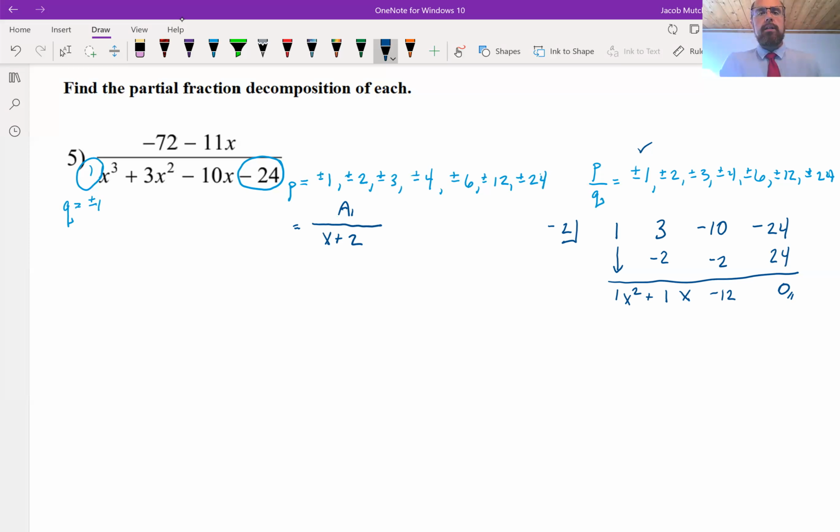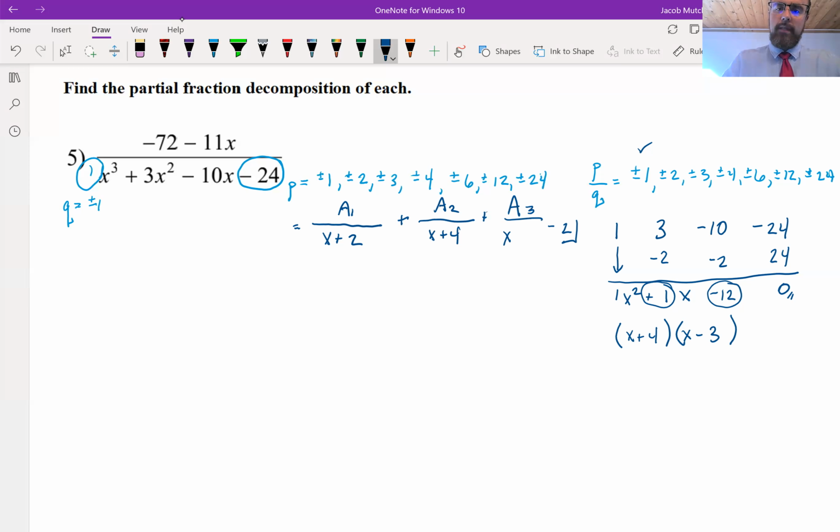So once you've found one of these factors with synthetic division, I can factor directly once I've reached the quadratic. So I'm trying to multiply to negative 12 and add up to positive 1. So that's going to be x plus 4 times x minus 3. And that gives me the rest of my fractions here for the partial sum. So it's A sub 1 over x plus 2 plus A sub 2 over x plus 4 plus A sub 3 over x minus 3. And that's my list.